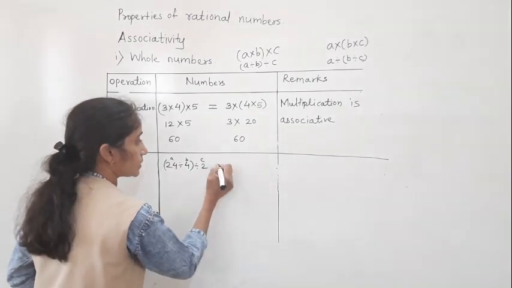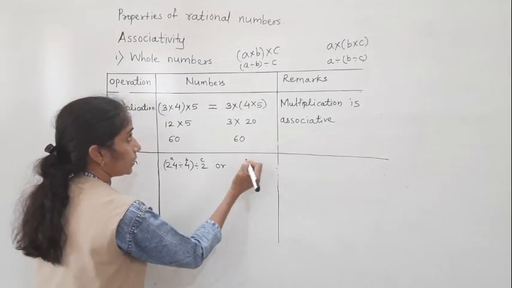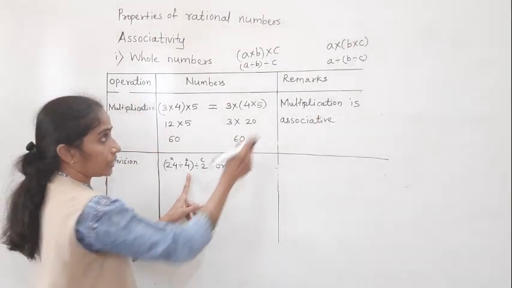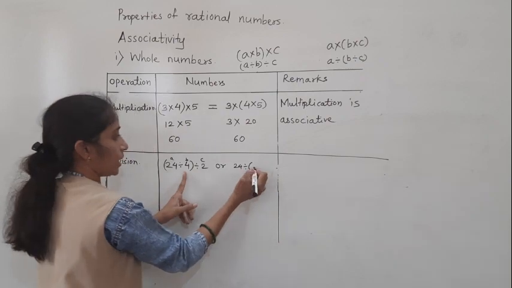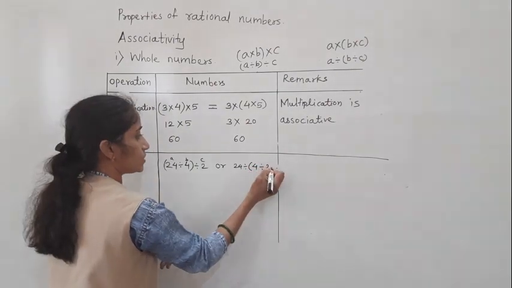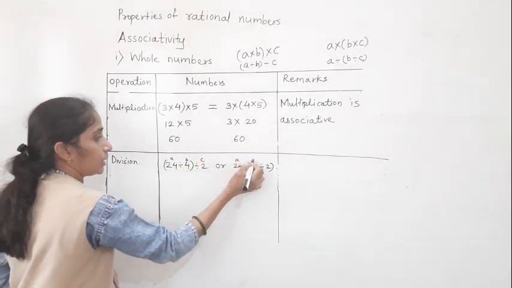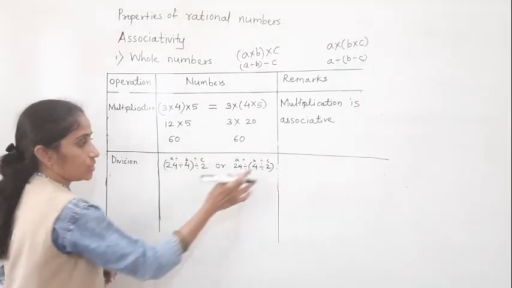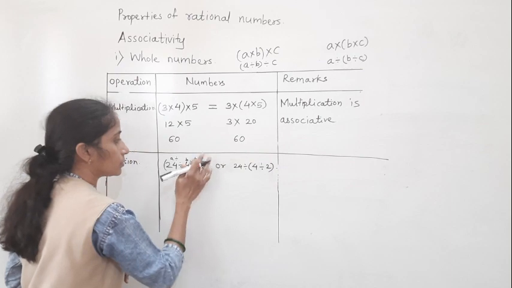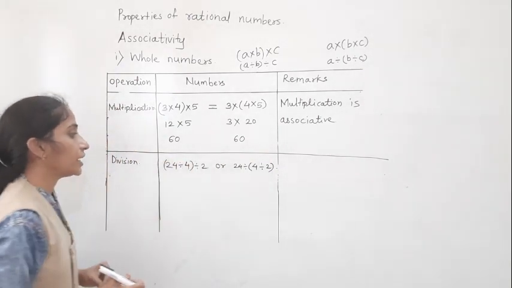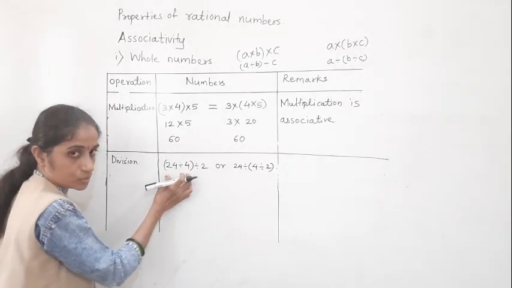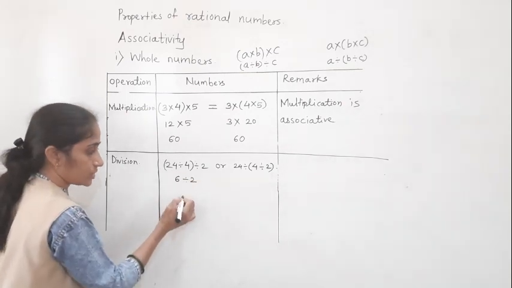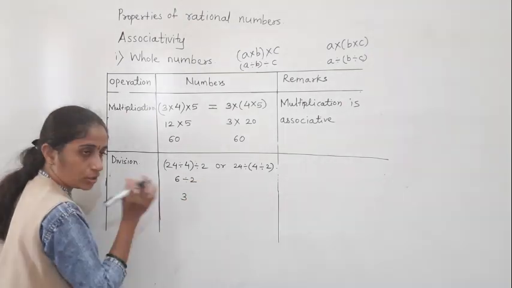Now what do we do for this side? A value is 24 divided by, which numbers are in the bracket? B divided by C. So B value is 4 divided by, C value is 2. Okay, so let's solve this example, whether they are equal or not. First we'll solve this bracket. 4 sixes are 24, 24 divided by 2. 2 threes are 6. So we got 3.